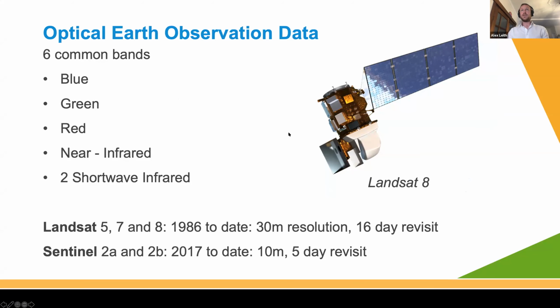So firstly, I'm going to talk about optical Earth observation data. So that means, as we heard in the previous talk, 6 common bands.